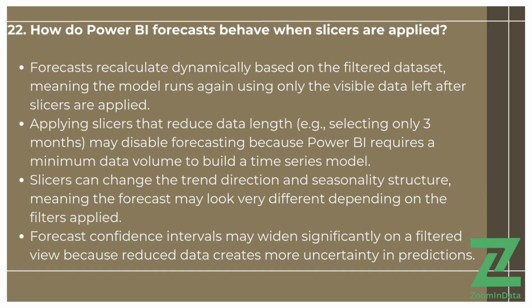Slices can change the trend direction and seasonality structure, meaning the forecast may look very different depending on the filters applied. Forecast confidence intervals may widen significantly on a filtered view because reduced data creates more uncertainty in predictions.